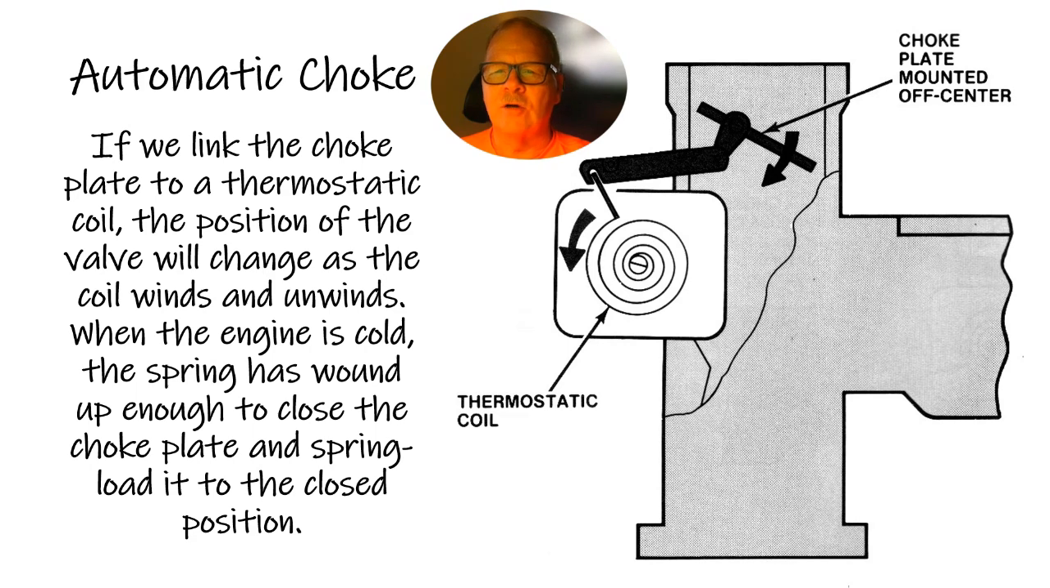Now, if we link the choke plate to a thermostatic bimetal spring, basically the valve's going to change as the coil unwinds. If you heat the coil up, it goes one way, and if you cool it off, it goes the other way, and so it operates the choke. So when it's cold, as soon as you tap the throttle, that choke is going to close. That's one of the things you had to know how to do, was to set the choke by tapping the throttle when it had an automatic choke.